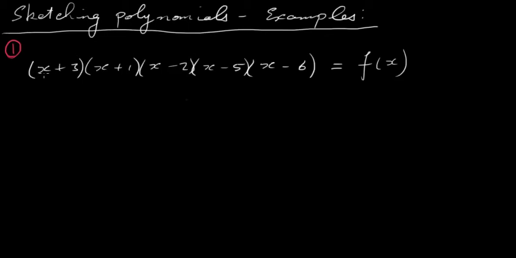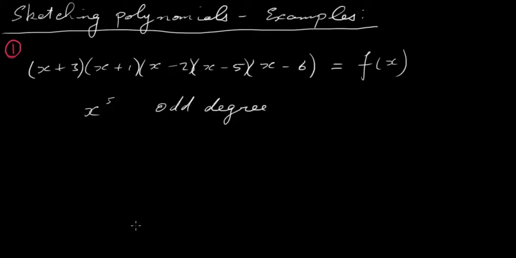If you multiply x by x by x by x by x, you'll end up with x to the power of 5. So that means this has a degree of 5, which is an odd degree. Because it has odd degree, that means that one of the arms of this graph will point up and one will point down.